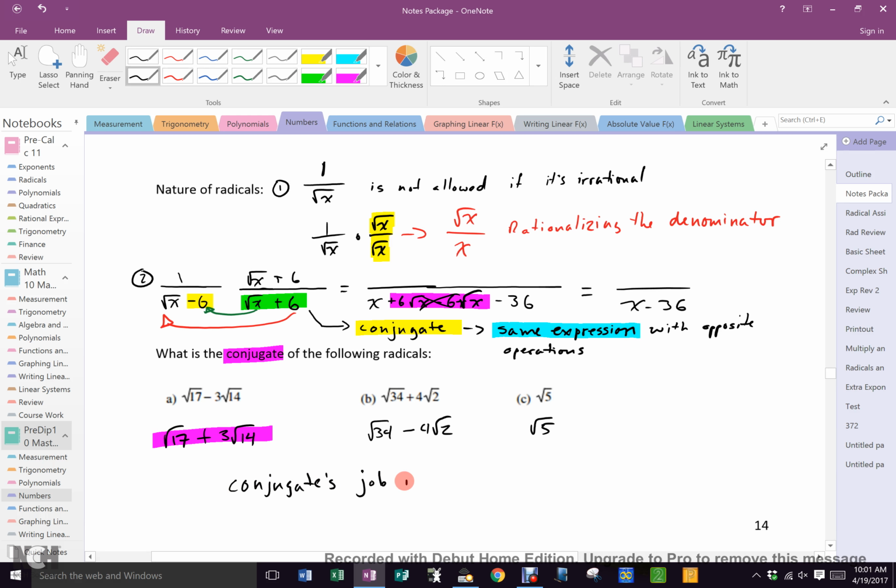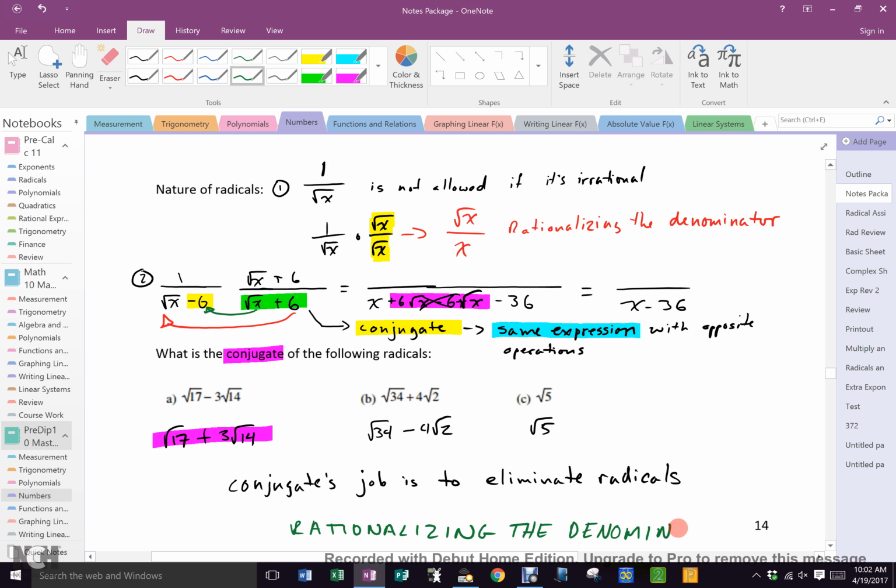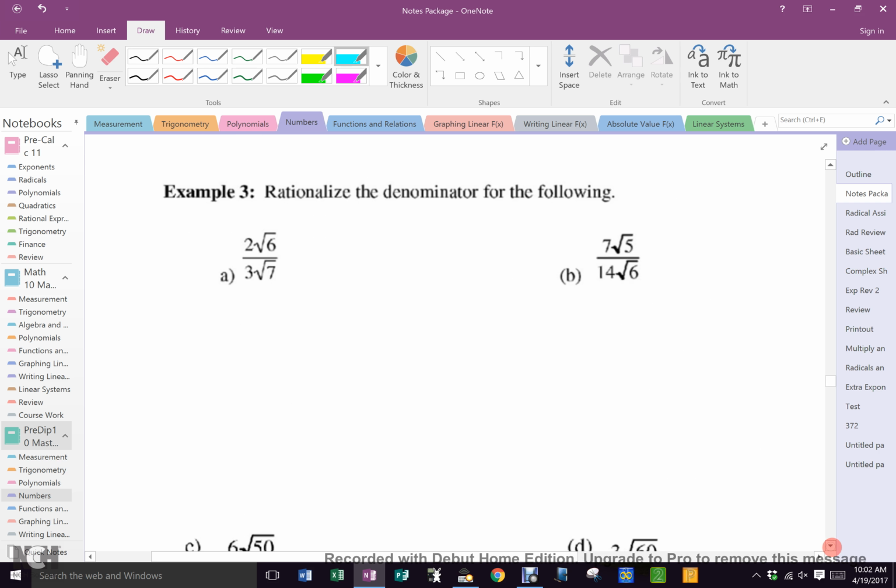Conjugate's job is to eliminate radicals, which we have a proper term for, is called rationalize the denominator. Do we have to rationalize a numerator? No. We only rationalize denominators. Everybody cool? All right. So you guys should be on your next page now.